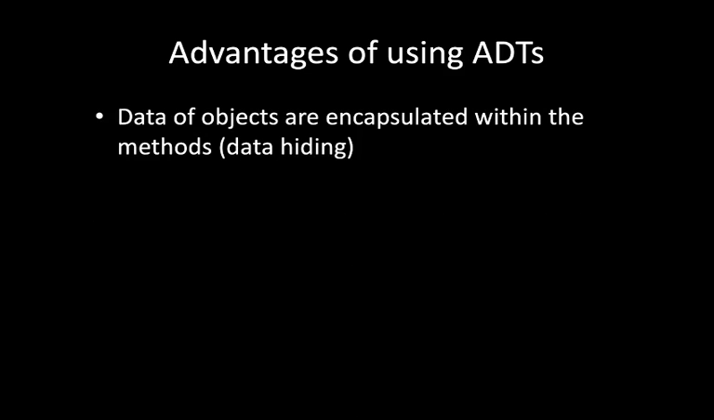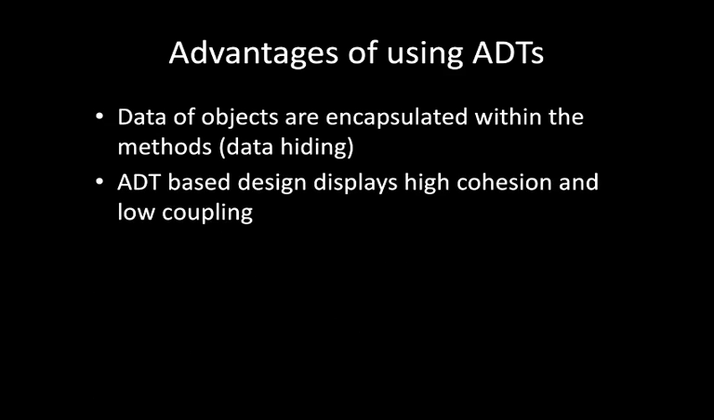Now, the advantages of using abstract data types. One is that the data of objects is encapsulated within the methods, so there is data hiding. Object data are encapsulated within those methods, so only the methods of those objects can access the data. That is known as data hiding. You know what a class is: in a class there is some data and methods, and the data of that class can be accessed only by its methods. That is one of the advantages. Outside we cannot access this data.